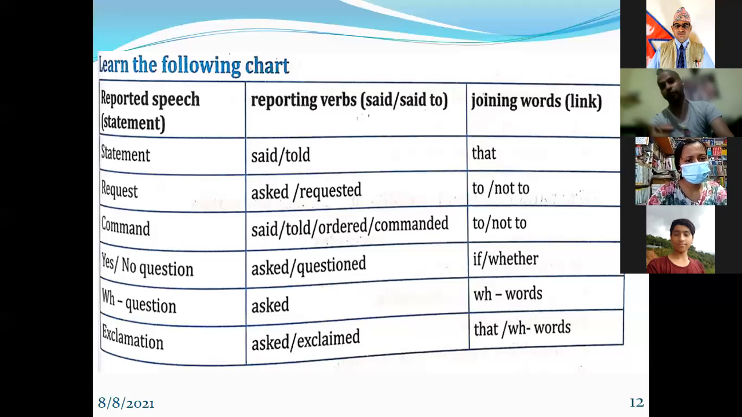Told. Very good. If we have confusion, we can write told. If we are sure this is a request, we can write requested or asked. If we are sure it's an order, we can write ordered. The commander ordered the cadet. That can be a command. Understood?